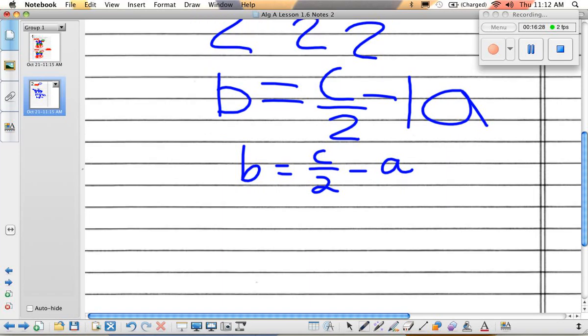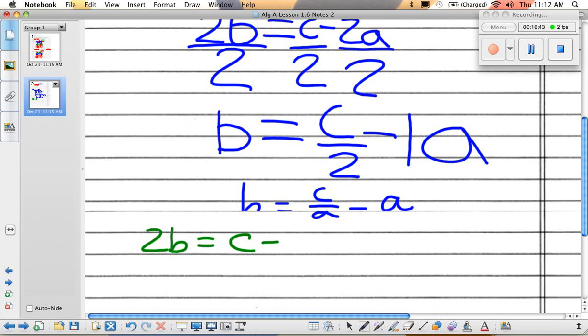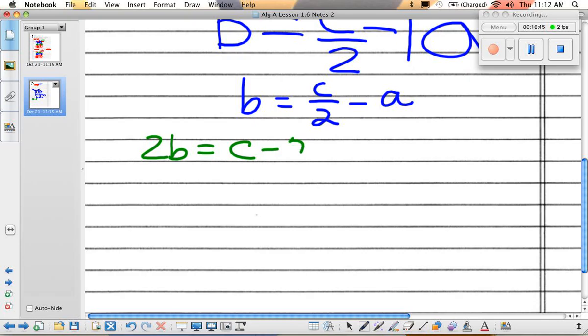The other way to do it is, we were at the point where we had 2B equals C minus 2A, right? I gotta go back and look and see what it was. Yep, C minus 2A. Okay, now, both sides need to be divided by 2. So we can just leave it so that the whole side gets divided by 2 like that.